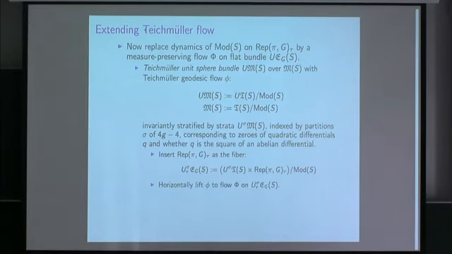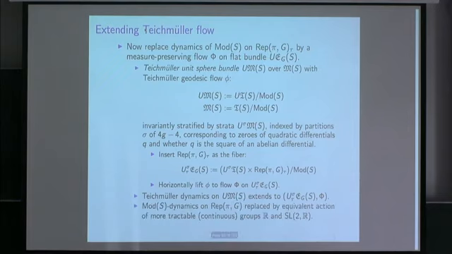And now we can lift the flow from the Teichmuller geodesic flow from the unit tangent bundle of Teichmuller space to this flat bundle. And that gives a flow. In fact, it gives an SL2R action. And now we can extend the dynamics on this unit tangent bundle of the moduli space to this flat bundle. And this is a more satisfactory continuous version because now we're dealing with actions of R or SL2R.